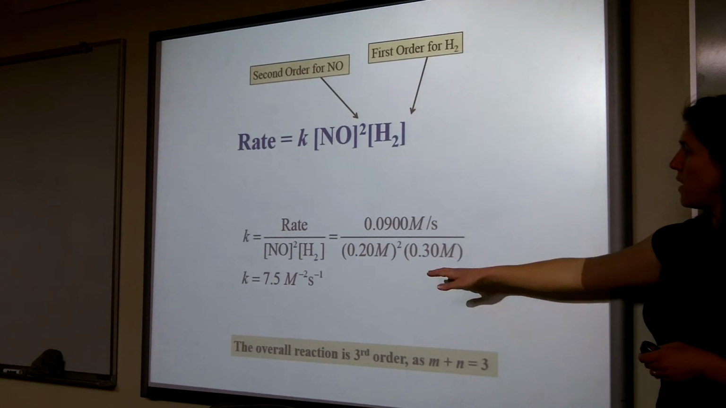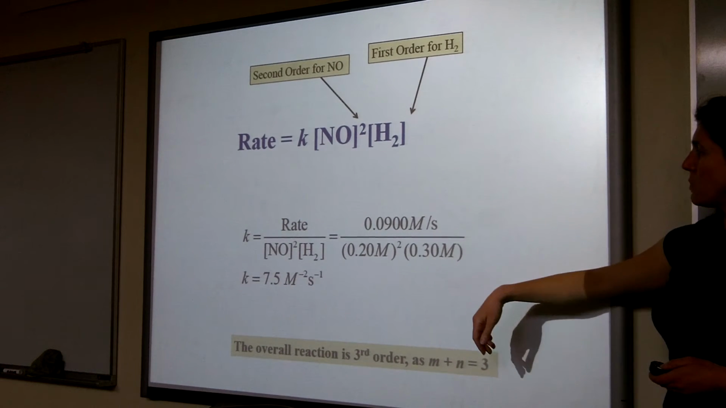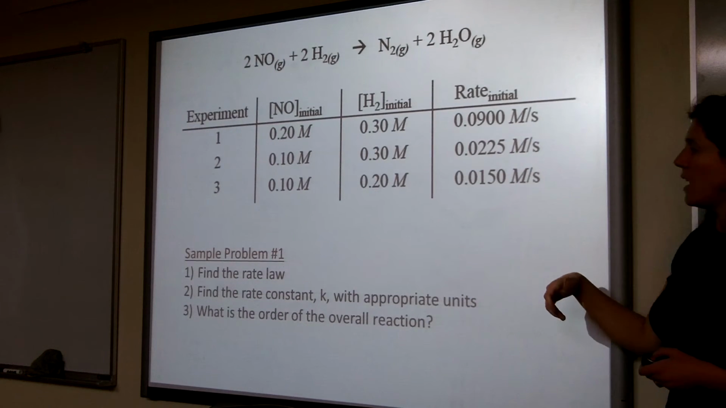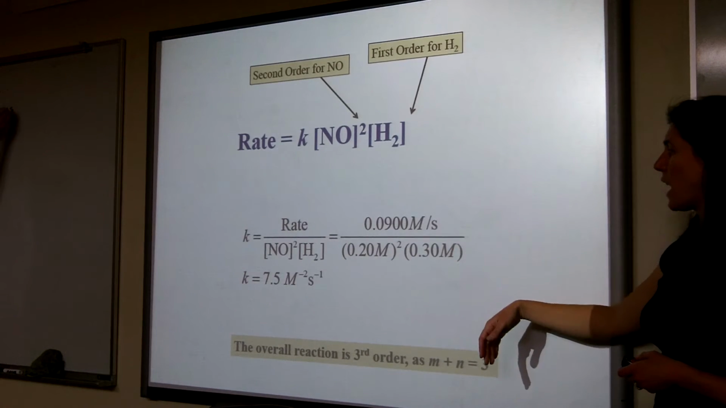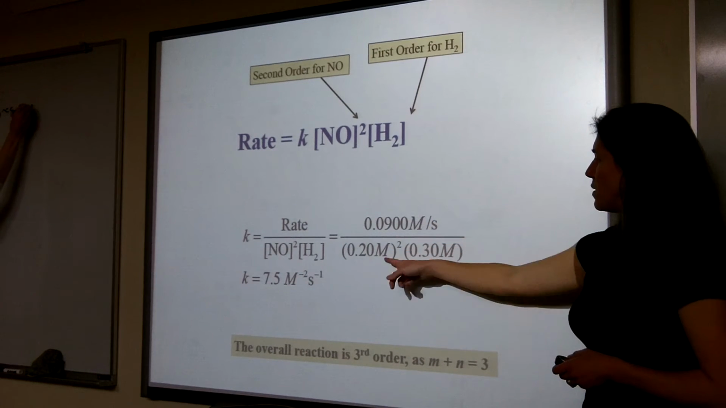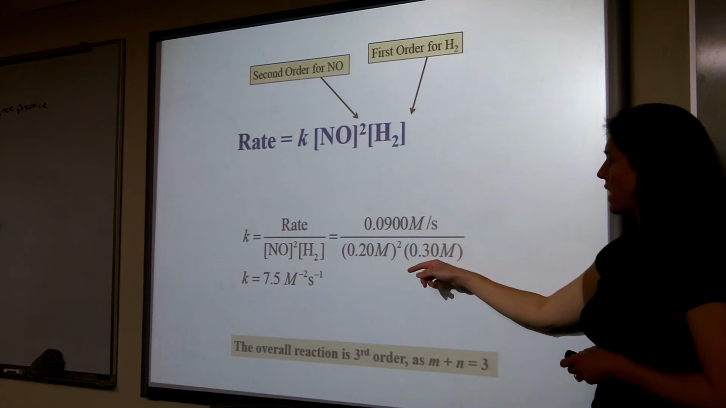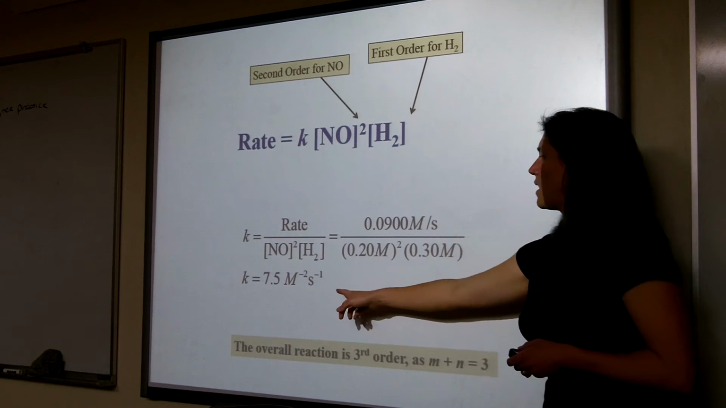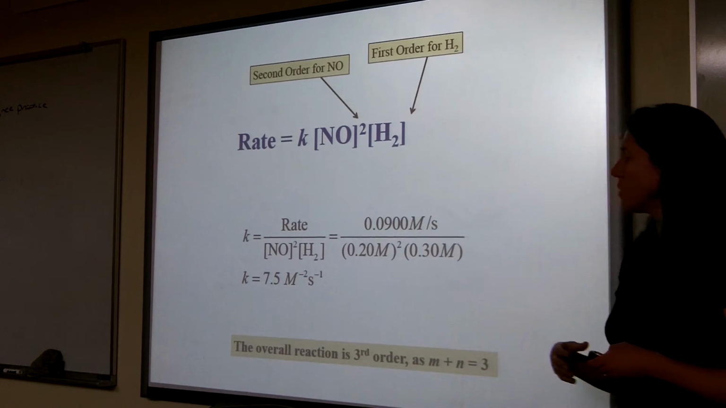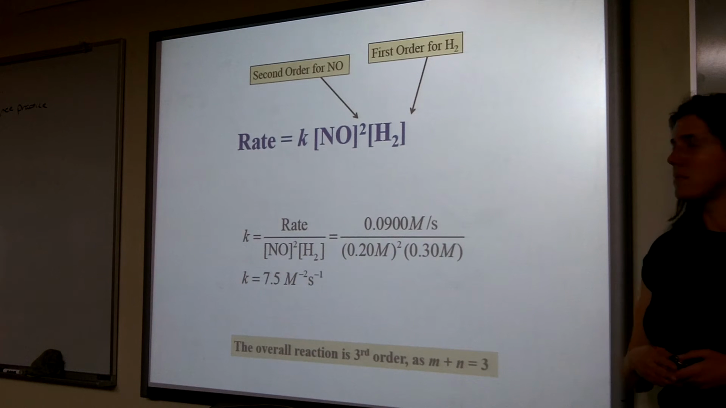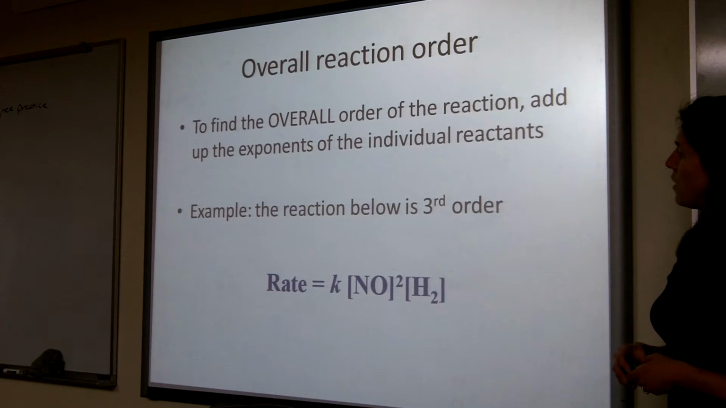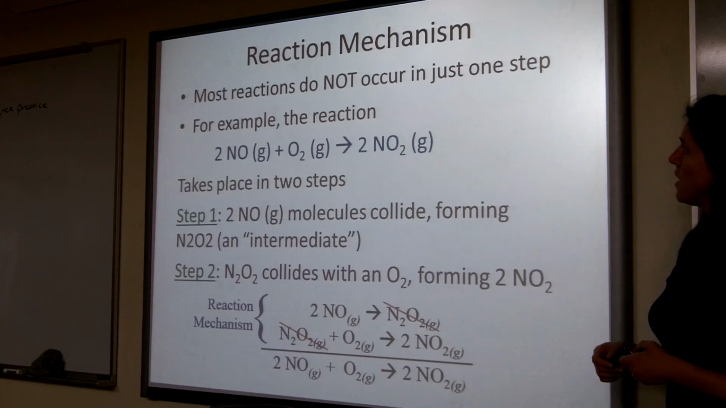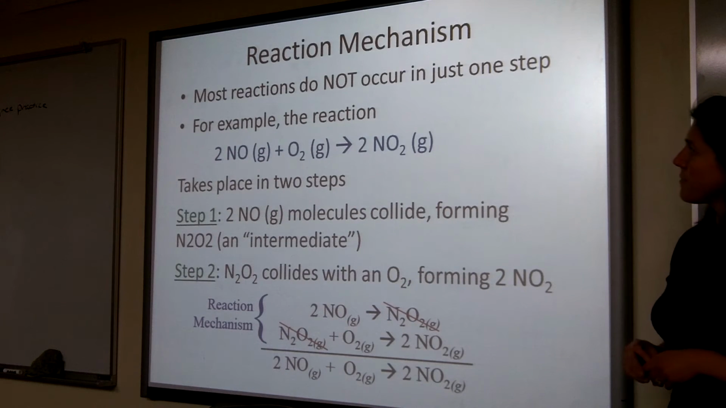You could also find the value of k by going back to your experimental data and plugging some values into your rate law, and that will give you a value of k. Make sure you pay attention to units when you do that. In this case, you've got molarity per second, divided by molarity squared, divided by molarity. So your answer is in 1 over molarity squared seconds. For the overall reaction order, you just add up the order of the individual reactants.